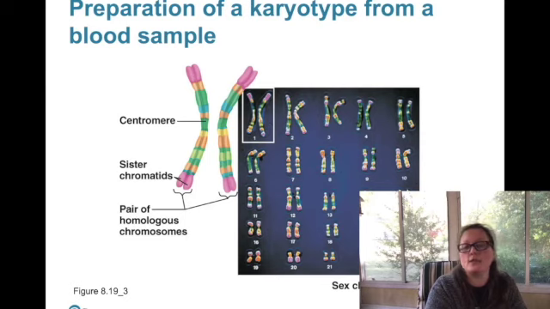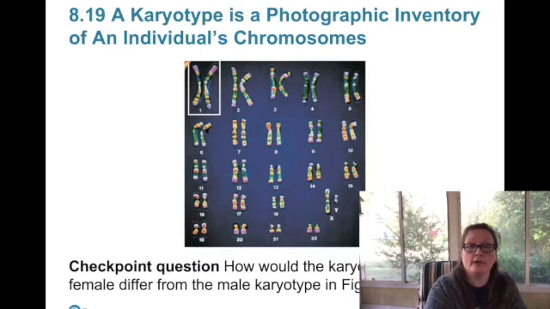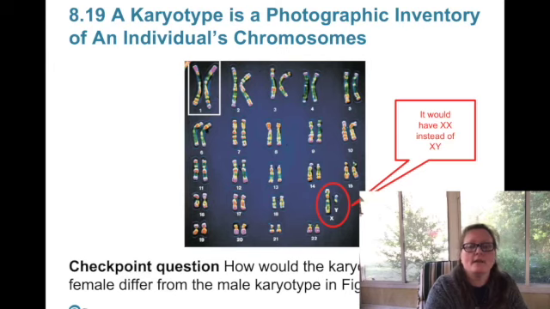So in class, I normally ask you, can you tell if this is a boy or a girl? And I will leave it there to see if you can figure it out and answer your own question. So how would the karyotype of a human female differ from the male karyotype? So what here would make it whether it was a boy or a girl? See, we're answering the question anyway. Right there. This is an XY, so that means boy. If it was a girl, it would have XX.